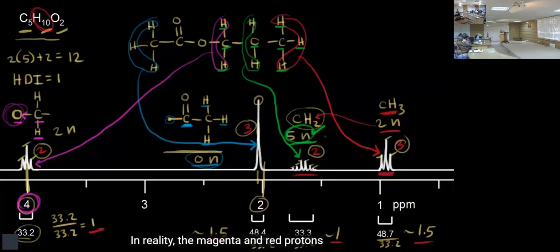In reality, the magenta and red protons are in different environments, and so this oversimplified n+1 rule isn't exactly correct, but it corresponds to what we see on the NMR spectrum.